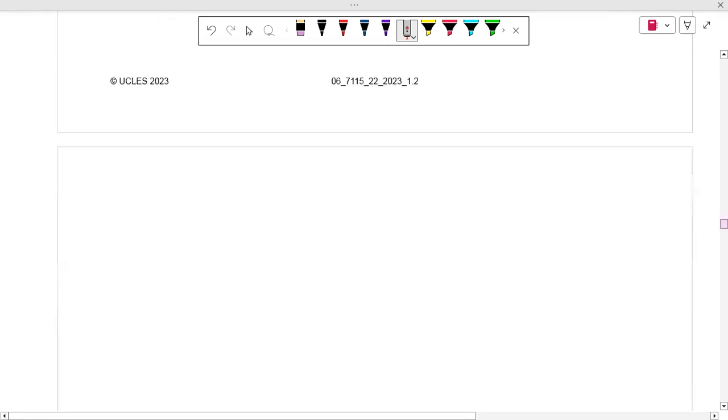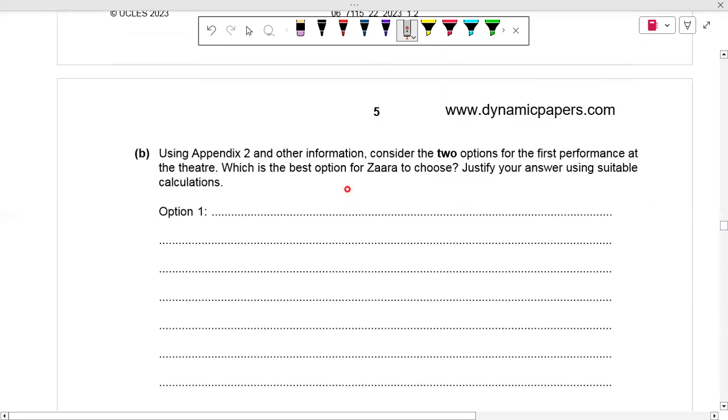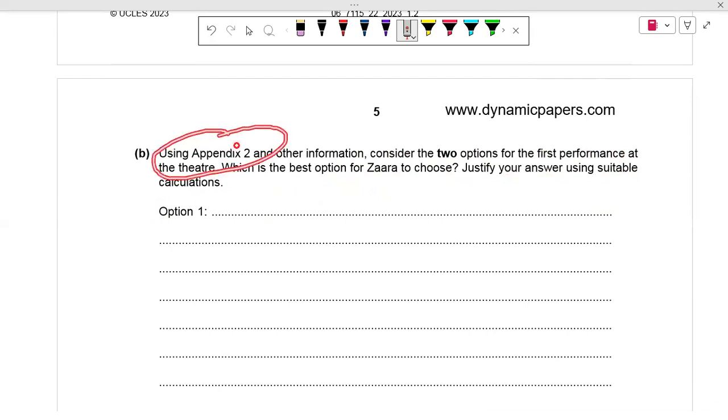Okay, and again, in part B, use appendix 2 and other information. Consider the two options for the first performance at the theater, which is the best option for Zara to choose. Justify your answer using suitable calculations. So it means that there is basically appendix 2, with some information, and there is other information also, and other information we will get from the case.